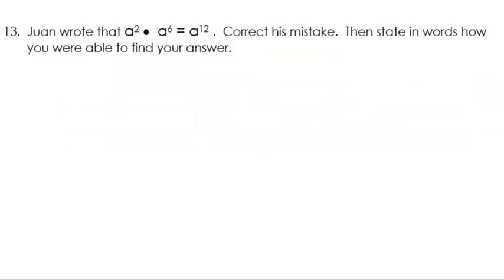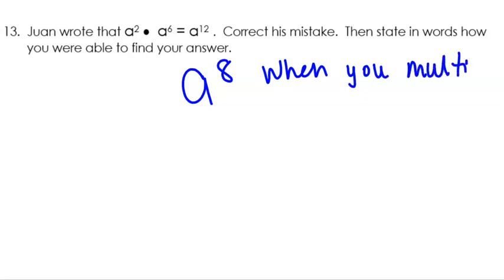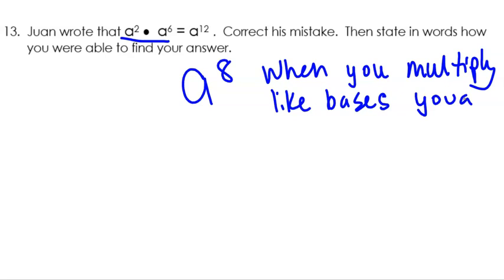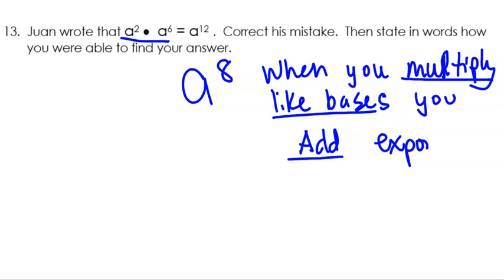Number 13 asks us if Juan made a mistake, right? A to the 2nd times a to the 6th, Juan said is a to the 12th. But the rule is a to the 8th. That's because when you multiply like bases, which is what this is, you add the exponents. That's all you have to write. You just have to write the rule and what it is applied to. It is applied to multiplying like bases. You add the exponents.